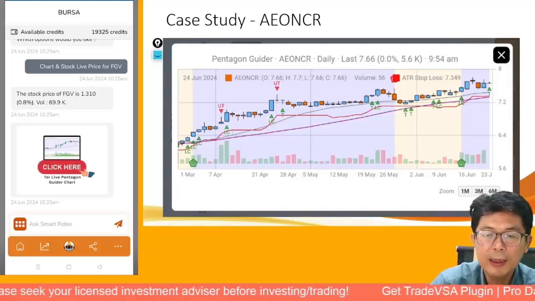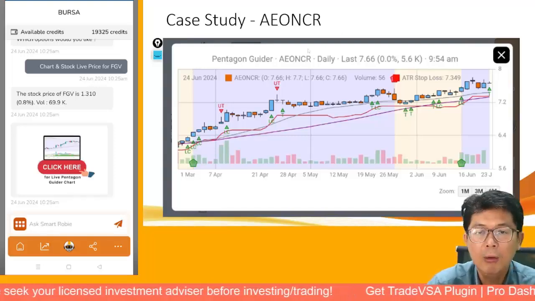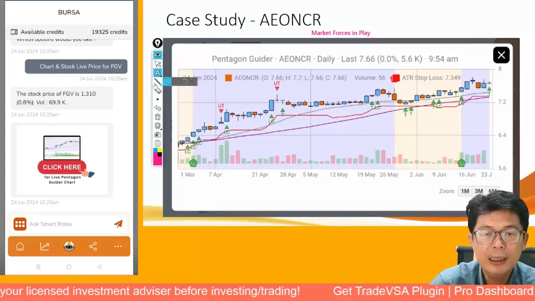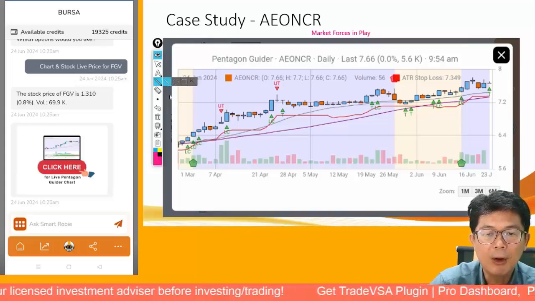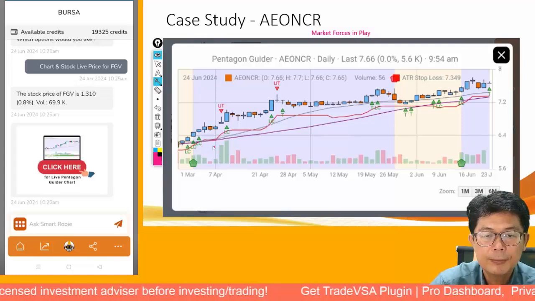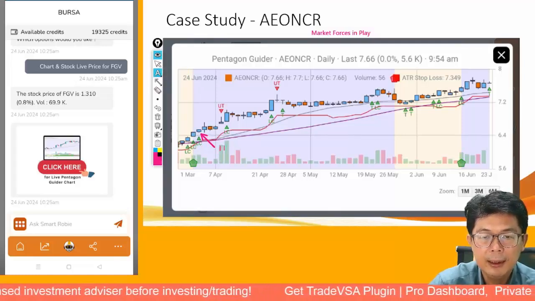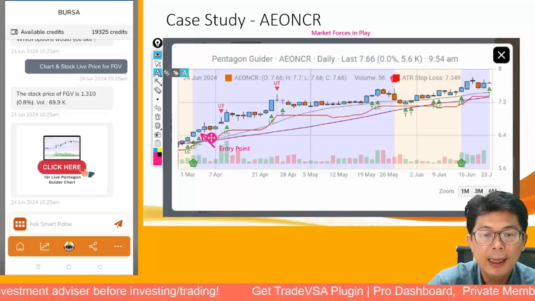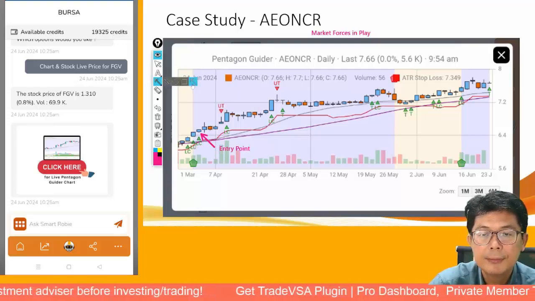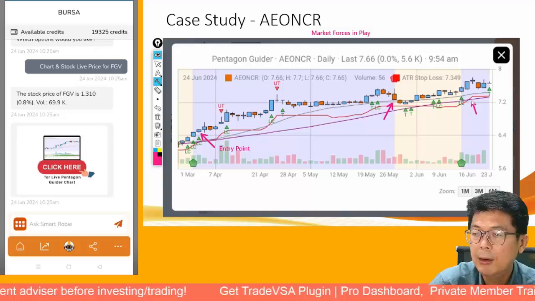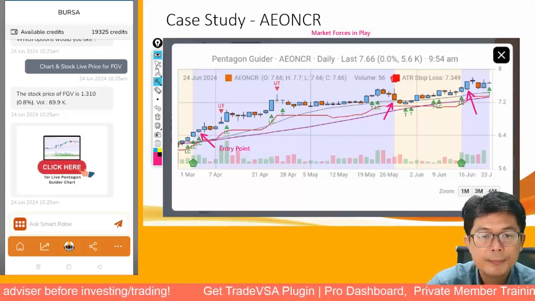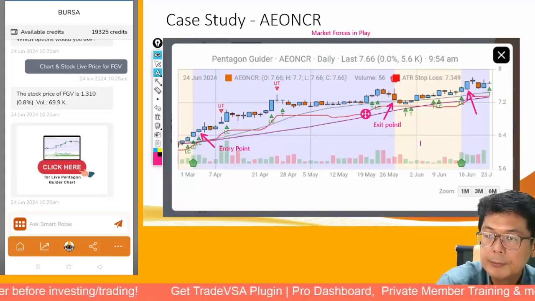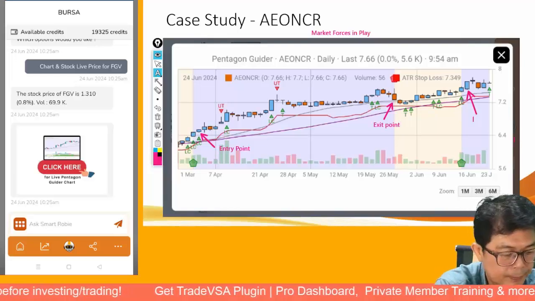Looking at Aeon Credit, we again fall back to our market stages, which is the market forces in play. You can see from here, this green Pentagon is our entry point. Let me type it in here. And the red Pentagon will be the exit point. So now you also have an entry point. Let me just type it out here and show it to you. So there's another entry point here.